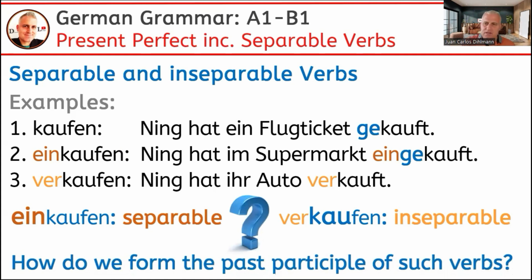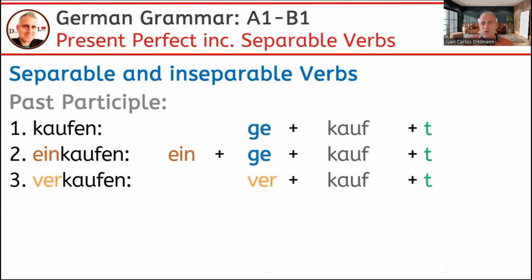How do we form the past participle of separable verbs and inseparable verbs? Please have a look at the past participle. What's the difference? Here we can see the 3 patterns for the past participle. Kaufen is just ge plus kauf plus t. Einkaufen is the prefix ein plus ge plus kauf plus t. And verkaufen is the prefix ver without ge plus kauf plus t.